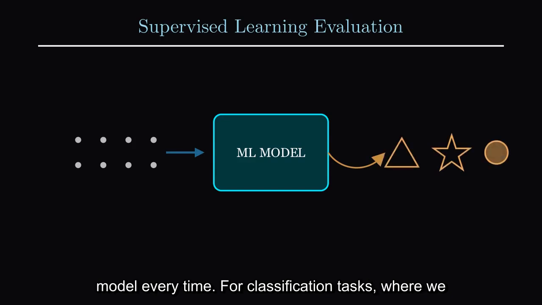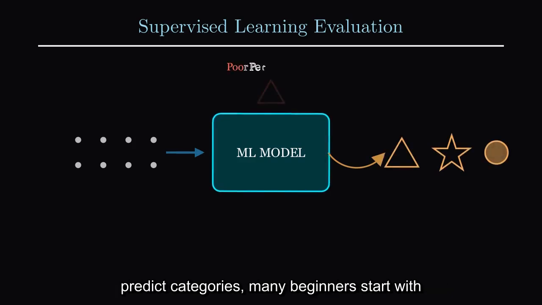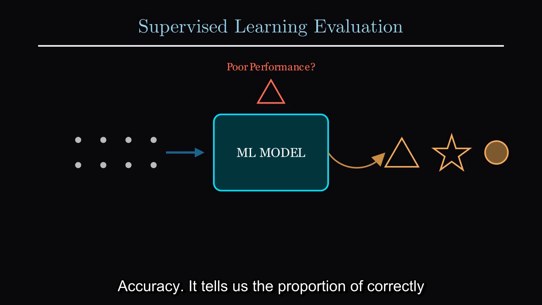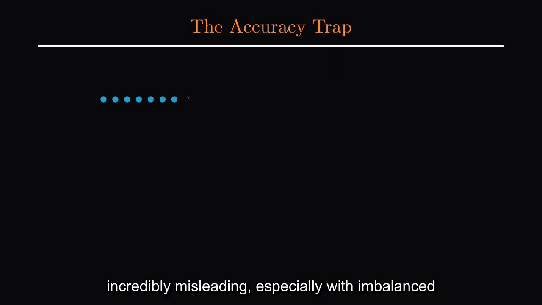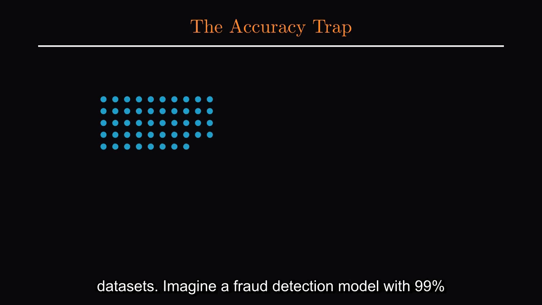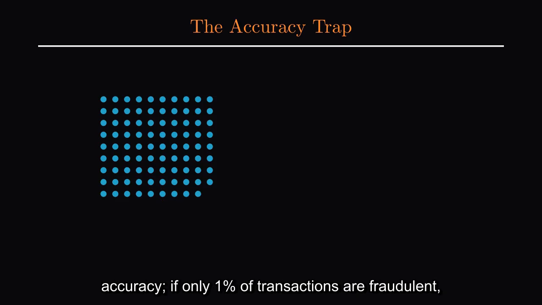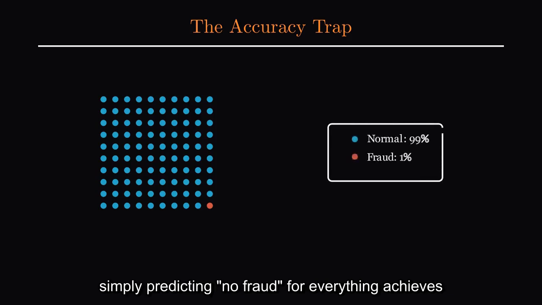For classification tasks, where we predict categories, many beginners start with accuracy. It tells us the proportion of correctly classified instances. While simple, accuracy can be incredibly misleading, especially with imbalanced datasets. Imagine a fraud detection model with 99% accuracy. If only 1% of transactions are fraudulent, simply predicting no fraud for everything achieves that.